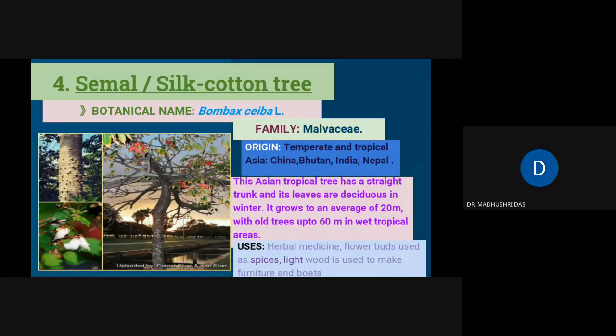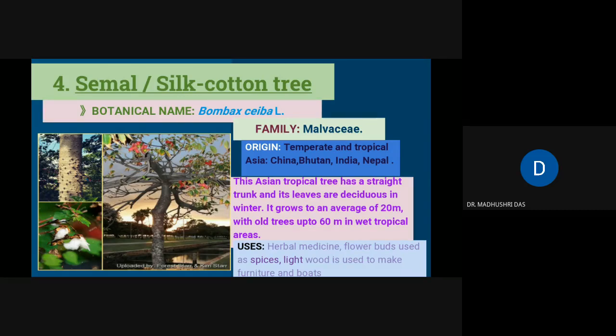Fourth tree is Bombax ceiba, which is also commonly known as silk cotton tree or semal tree in India. It belongs to the family Malvaceae. It is native to temperate and tropical Asia, China, Bhutan, India, and Nepal. This Asian tropical tree has a straight trunk and its leaves are deciduous in winter. It can grow an average height of 20 meters. When it is an old tree, it grows up to 20 meters in wet tropical areas.